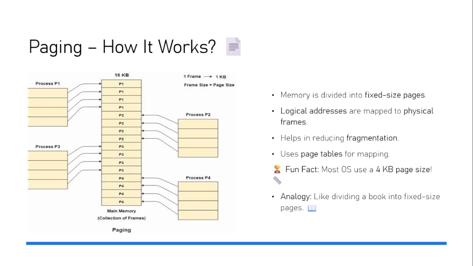Did you know that most operating systems use a 4 KB page size? This strikes a balance between efficiency and memory overhead. Some systems even support huge pages like 2 MB or more for faster performance.